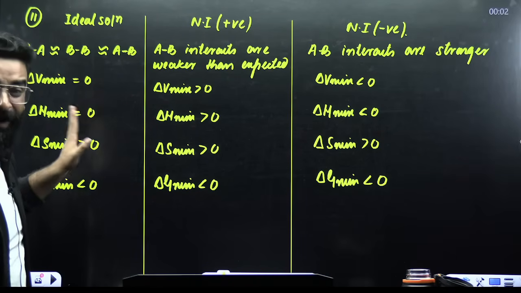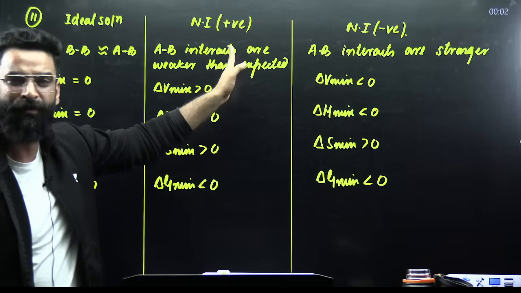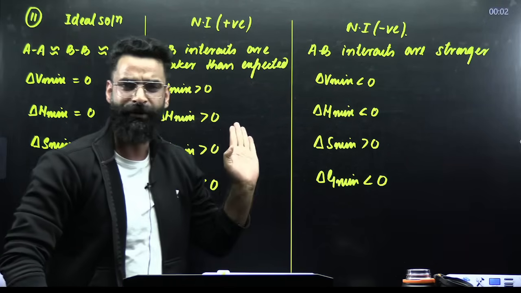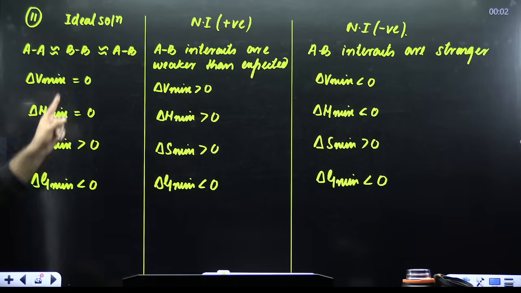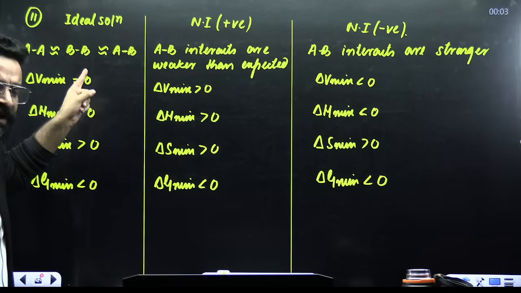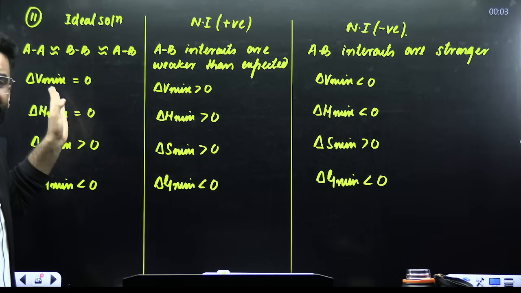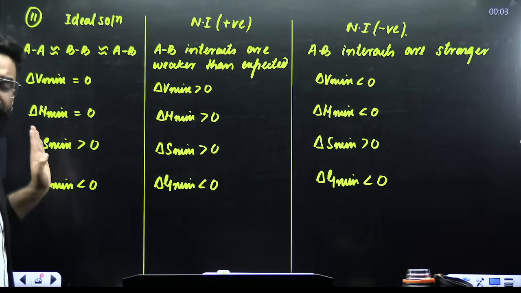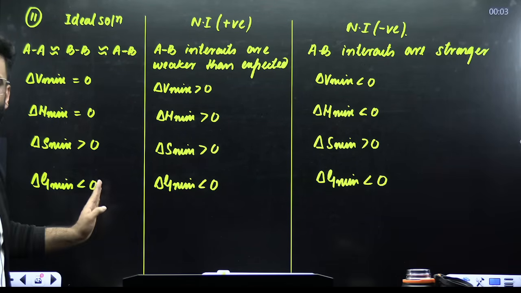Remember, there are a few points about ideal solutions, non-ideal solutions showing positive deviation, and non-ideal solutions showing negative deviation. Remember this particular table as well. In case of an ideal solution, the AA interactions are the same as the BB interactions, the same as the AB interactions. Delta V mixing is 0, delta H mixing is 0, delta S mixing is positive, delta G mixing is negative.